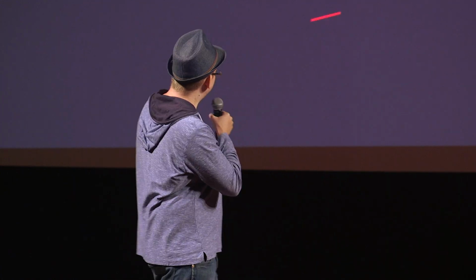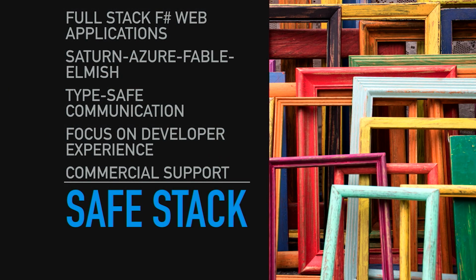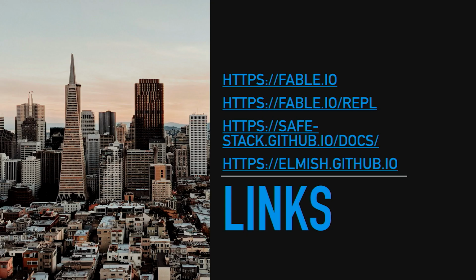So yes, it's a pretty cool project. It's focused on developer experience. It's focused on making people productive, on good documentation. And the SAFE acronym means Saturn, Azure, Fable, and Elmish. And Saturn is a web framework that I created. Azure is, well, you can actually switch that to AWS, and that would be more fun. And Fable and Elmish I've just described.